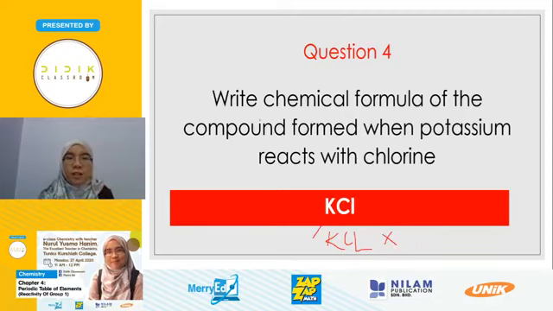And the question asks you for the chemical formula, not the chemical equation. I saw some answers that wrote the chemical equation, which is incorrect. Read the question carefully: it is the chemical formula, not the chemical equation. If it were a chemical equation, yes, K plus Cl and you will get KCl.